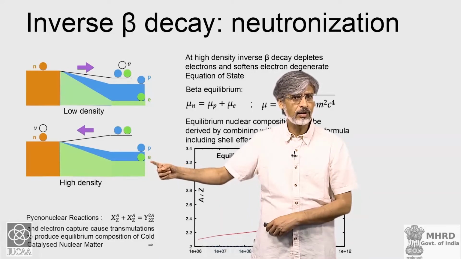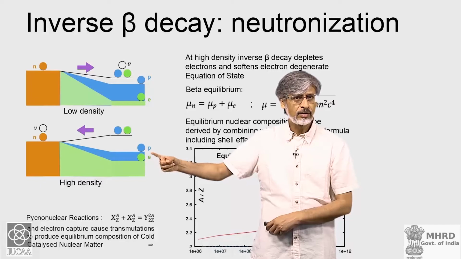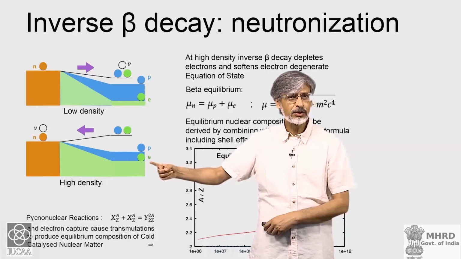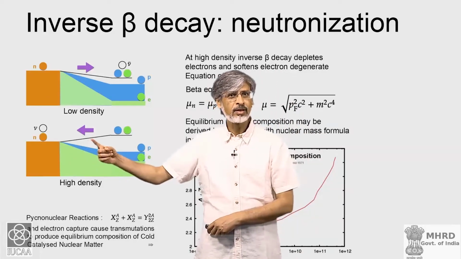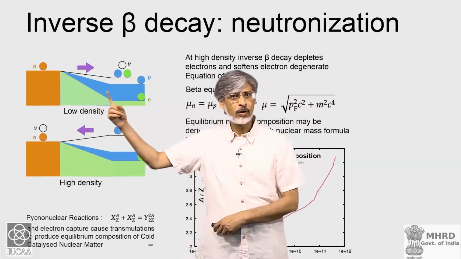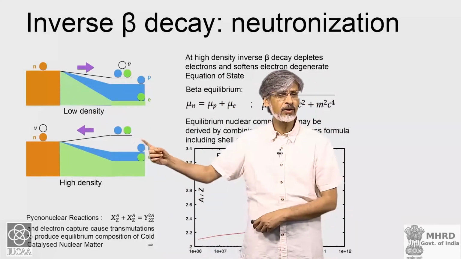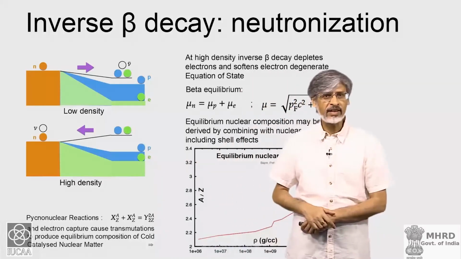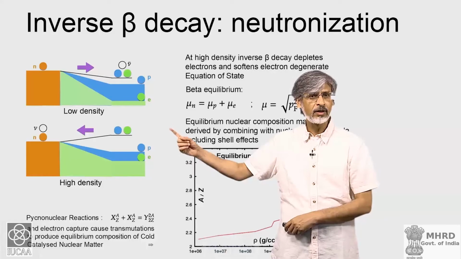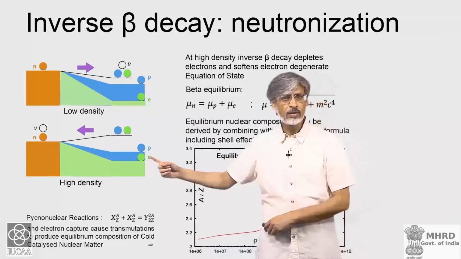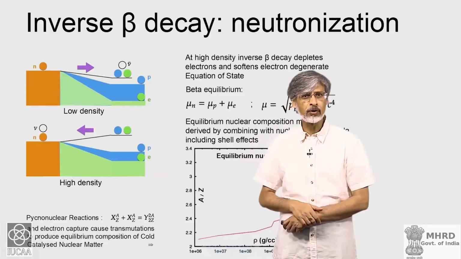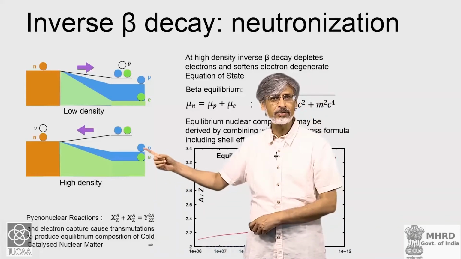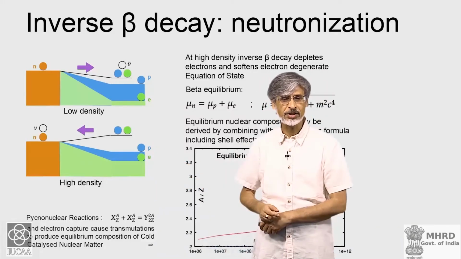So, a balance will then occur when the electron Fermi energy drops to a level so that the net effect of inverse beta decay and the forward beta decay are balanced, and you do not have any net energetic favorability going in one direction or the other. That will then decide how many electrons are left and therefore how many protons are left, because for charge neutrality you need to have the same number of electrons and protons in the mixture.